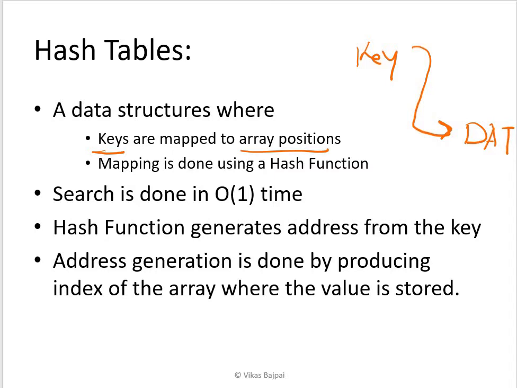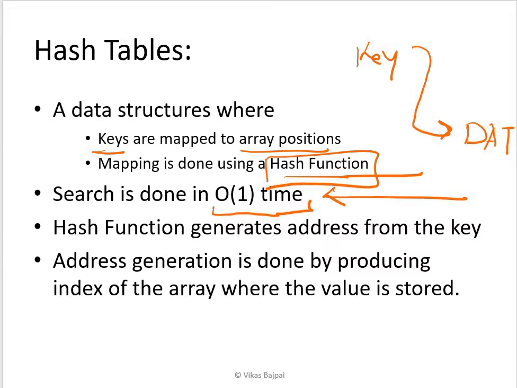And this mapping is done with a hash function. We'll have a discussion on this as well. Hash function is something which is used to generate these values. So with the help of these two things, we are able to achieve this order 1 time. That's something which is huge, and that's why the hash table is preferred a lot. There are some limitations of it as well, but that also we'll see in the coming minutes. So the hash function generates your address from the key, and this address generation is done by producing the index of the array where the value is stored.